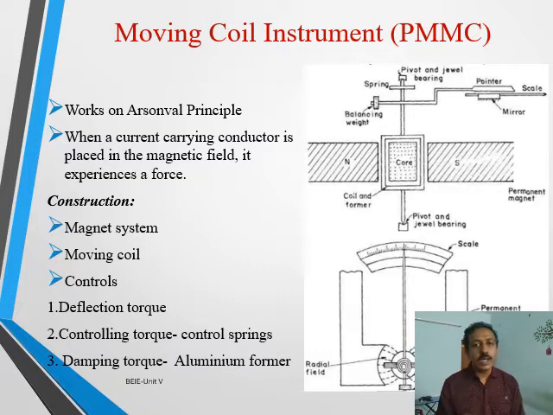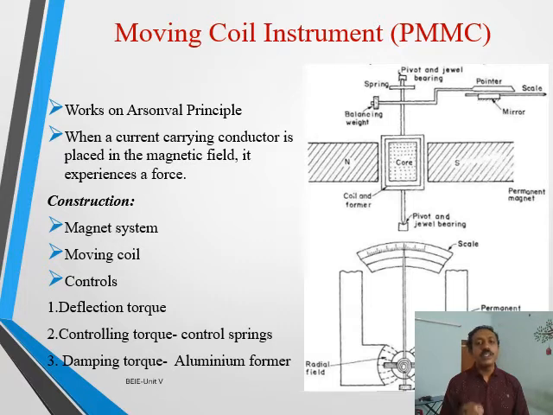Now let's see the working. When the current or the voltage that we are measuring passes through the coil, it becomes a current carrying coil. Since it is kept in the magnetic field, by means of the D'Arsonval principle, the deflection takes place in the coil. A force is exerted on the coil and the deflection takes place. So the spindle moves and the pointer moves over the graduated scale.